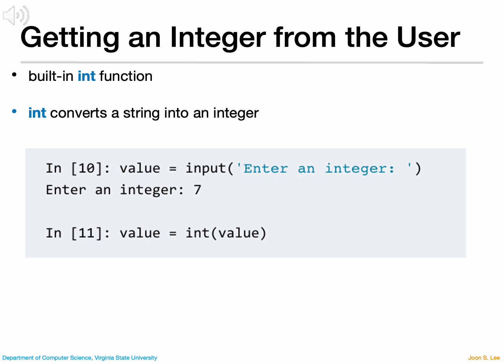In the last example, we saw that the input function always returns a string, even if the user types a number. To actually work with numbers, we need to convert that string into an integer. Python gives us a built-in function called int that does exactly that. On line 10, when the user types 7, Python stores it as the string 7. Line 11 converts the string 7 into the integer 7 using the built-in function int. So the key idea is this: input always gives you a string, but wrapping it with int lets you work with integers.